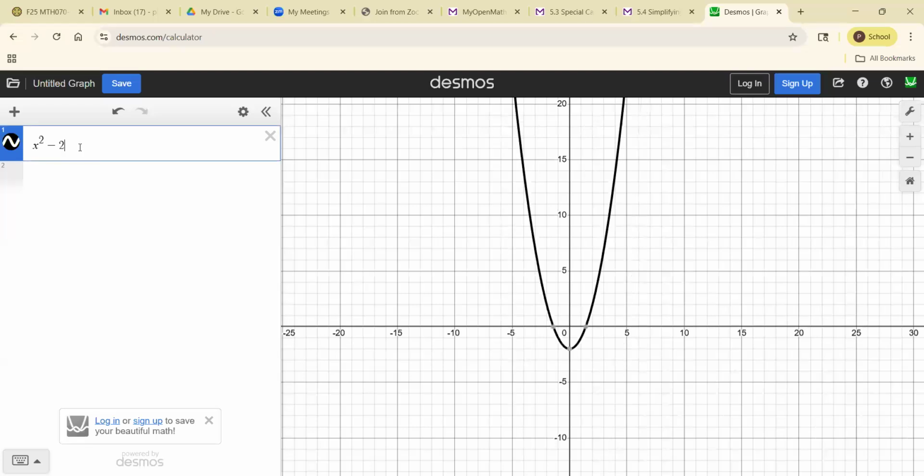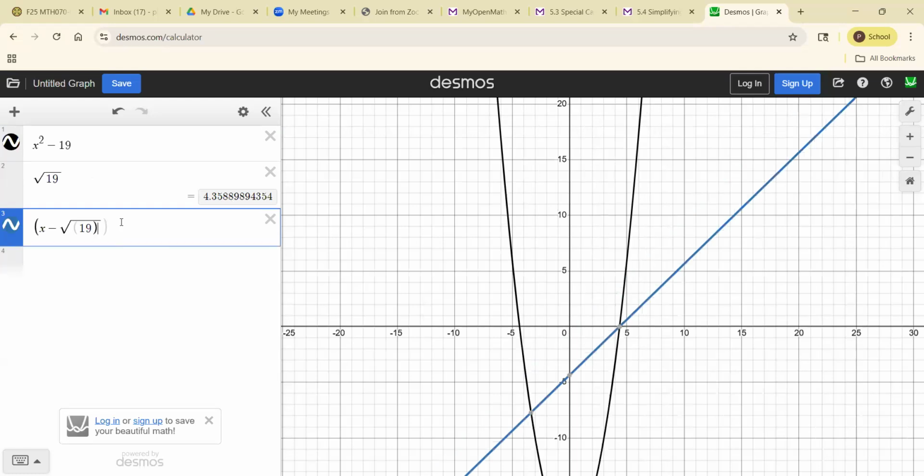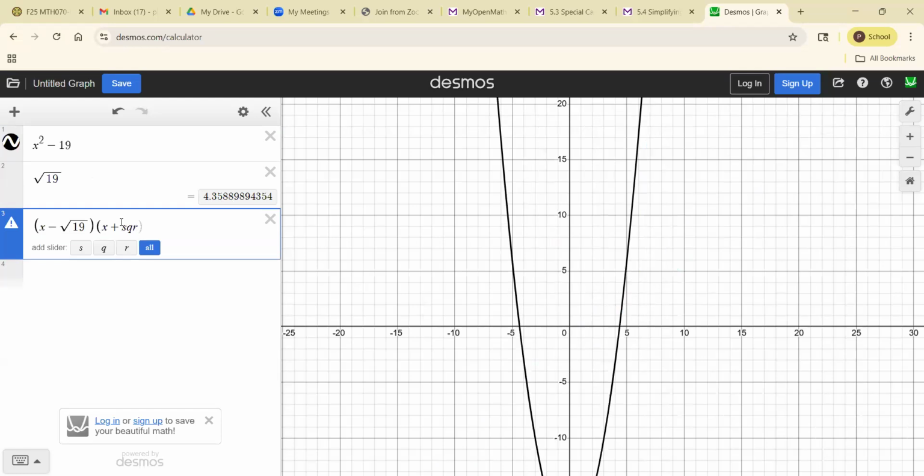And if we look at x squared minus 19, that's kind of a funky number, -4.3589 and +4.3589. But I bet you that the square root of 19 is 4.3589. So I can do x minus the square root of 19 times x plus the square root of 19. And sure enough, exact same functions.